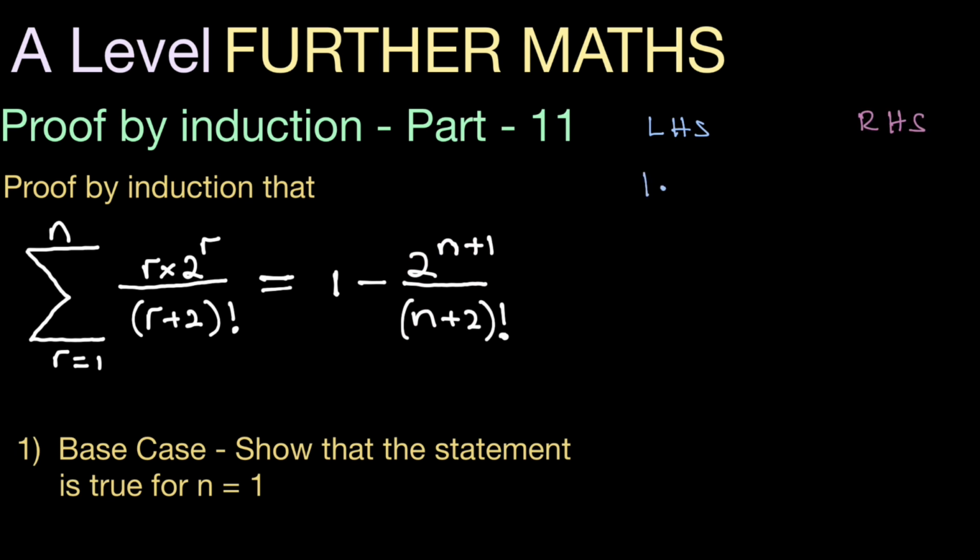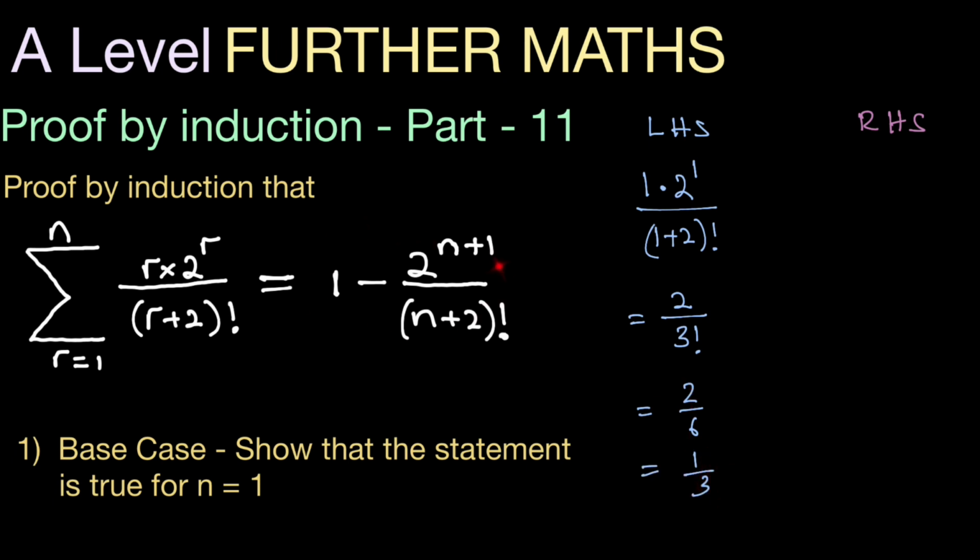For the left side, because n is 1, r is going to be 1. We put 1 here, times 2 to the power 1, over (1 plus 2) factorial. And 1 plus 2 is 3, so we get 2 over 3 factorial. 3 factorial is 3 times 2 times 1, which is 6. So that's 2 over 6, which is 1 over 3 when simplified.